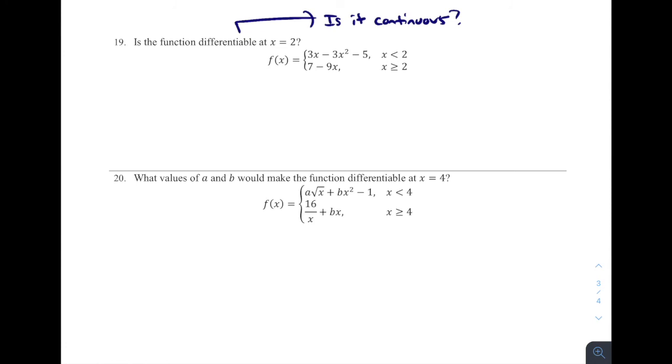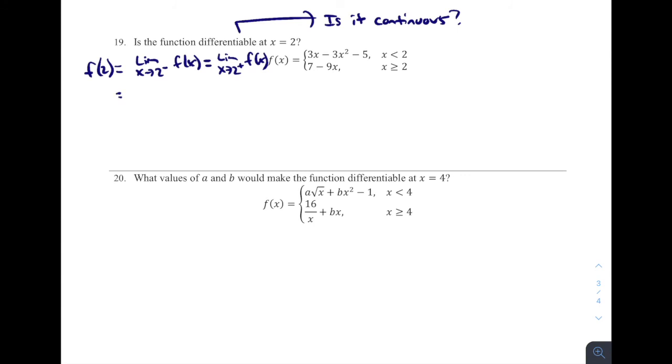So the work that I'm doing here technically is I'm finding the limit as x approaches 2 from the left for f of x, and I want that to equal the limit as x approaches 2 from the right of f of x. And of course I also want that to equal what f of 2 is, if this is going to be continuous. So what does that look like with this piecewise function?